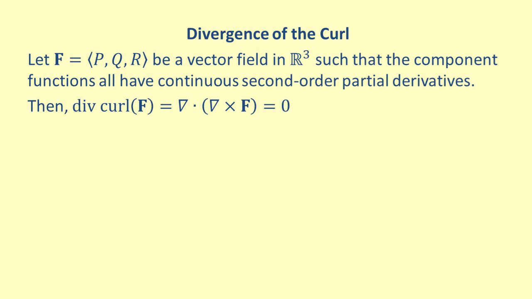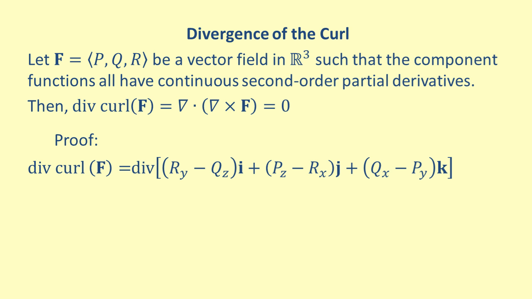of a vector field is equal to the dot product of del and the cross product of del and the vector field F, which is always 0. This is a useful property we can use to check if a vector field is the curl of another by taking the divergence of it and checking if the result is equal to 0. The proof uses the definition of curl and divergence and Clairaut's theorem.